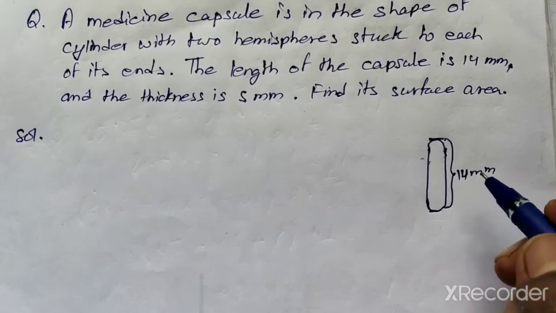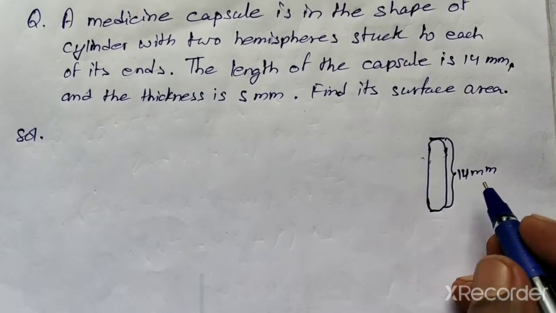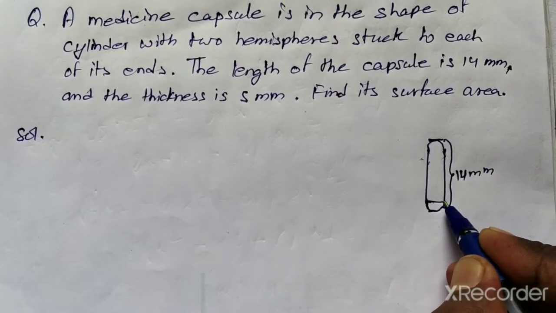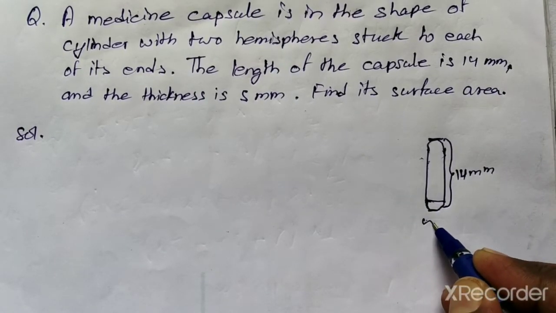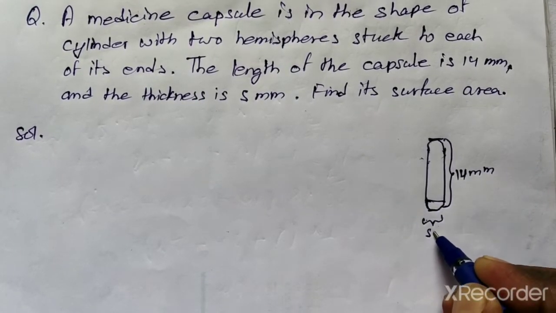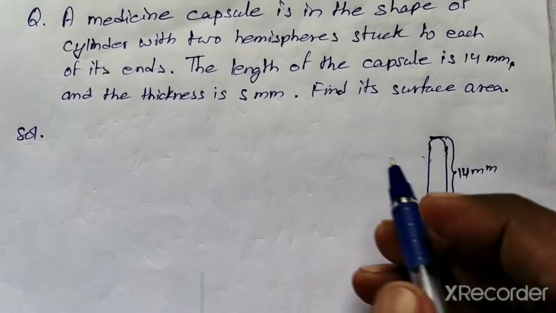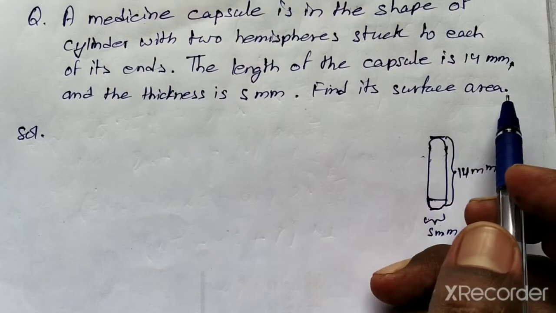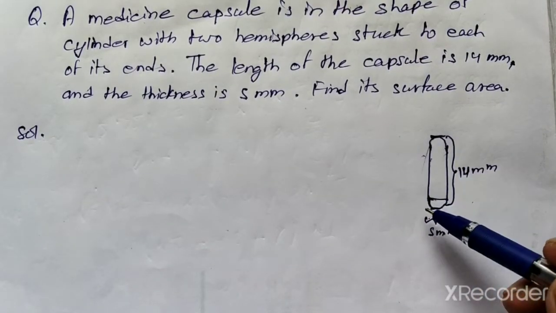And another thing is given, that is the thickness, means this. Okay, this is the thickness, and it is given as 5 mm. Now we have to find the surface area. Surface area means the total surface area of this capsule.